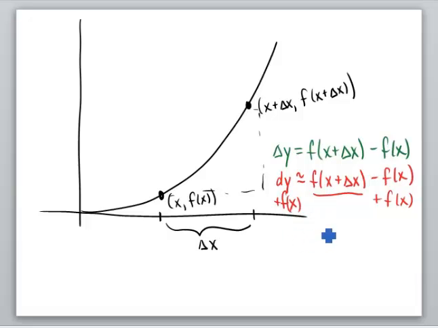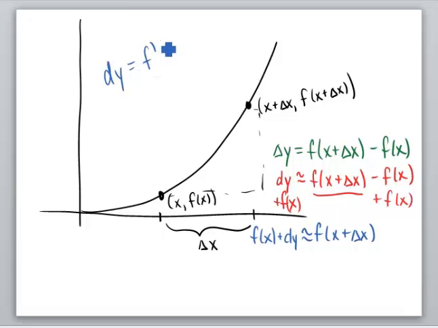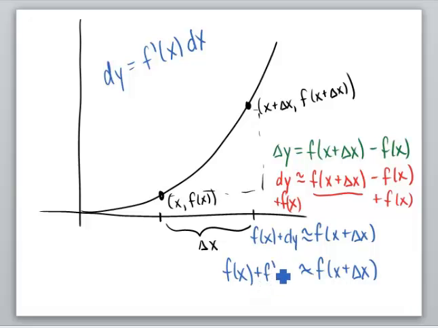That gives me a new equation of f of x plus change of x is approximately f of x plus dy. Since I don't have any values for dy, I'm going to replace dy. Dy, we found out the other day, is equal to f prime of x dx. So the last thing I'm going to do to this equation, which will be the formula I'm going to be using, is say that f of x plus change of x is approximately f of x plus f prime of x dx.